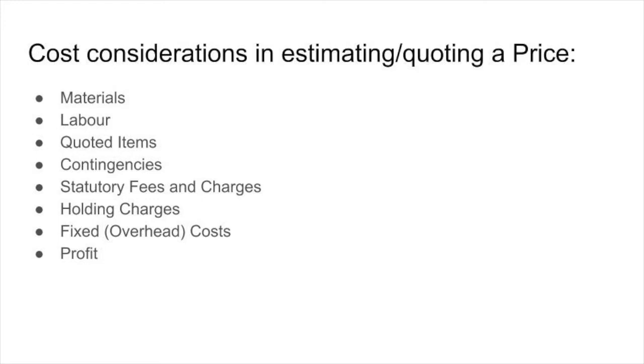So contingency is just covering off for potential, not necessarily mistakes, but it could be mistakes, but it could be other things that come up. Statutory fees and charges. If there's a fee, for example, the town might require you to have a permit, and that would be a statutory fee. So you'd have to go buy the permit. Now, you don't want to swallow the cost of that. You're going to build that into your price.